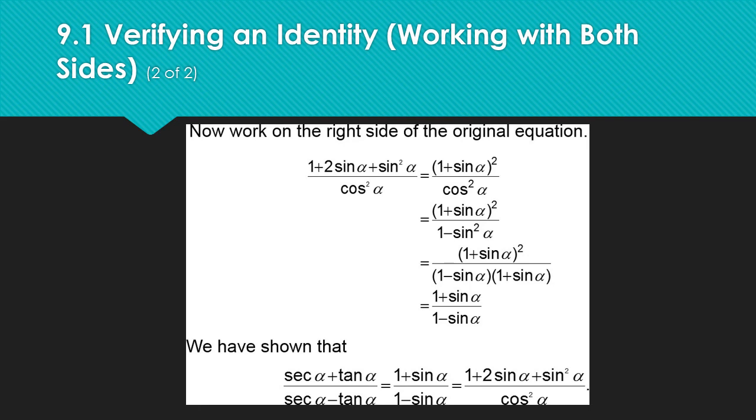Starting with the right-hand side, they're going to see if they can make it get down to the same thing. So what they did is they factored the top, and we got 1 plus sine alpha squared over cosine squared. Well, cosine squared is the same as 1 minus sine squared if you solve the Pythagorean identity for cosine squared. And 1 minus sine squared factors into 1 plus sine times 1 minus sine. And then we can cancel, and that leaves us with 1 plus sine alpha over 1 minus sine alpha, which is what we ended up with when we worked with the left-hand side. So it's kind of like a meeting in the middle.